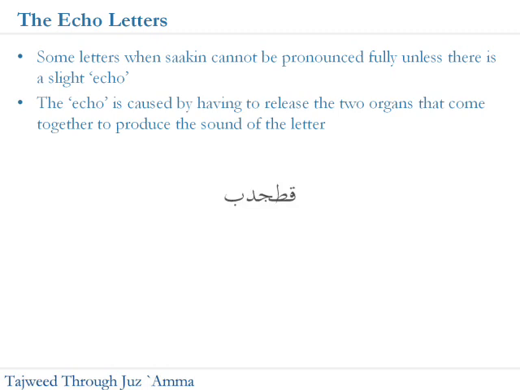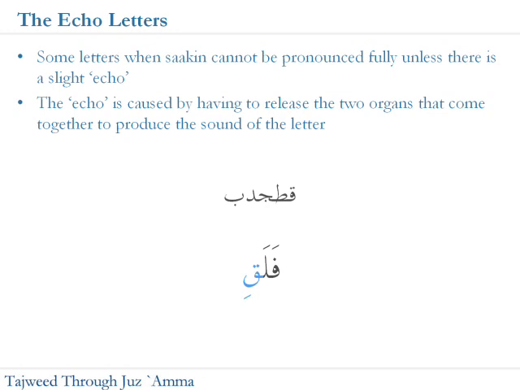Okay, before we do that, these are the 5 letters that we know as the echo letters, or in Arabic they're called the qalqala letters. So it's the qa, the ta, the jim, the dal, and the ba. An easy way to remember this is just say qa, ta, ja, da, ba. Okay, so it's just 5 letters. So let's take the example here.